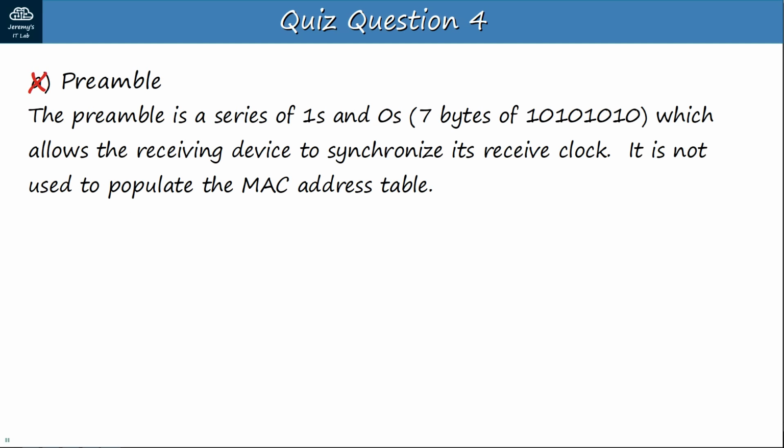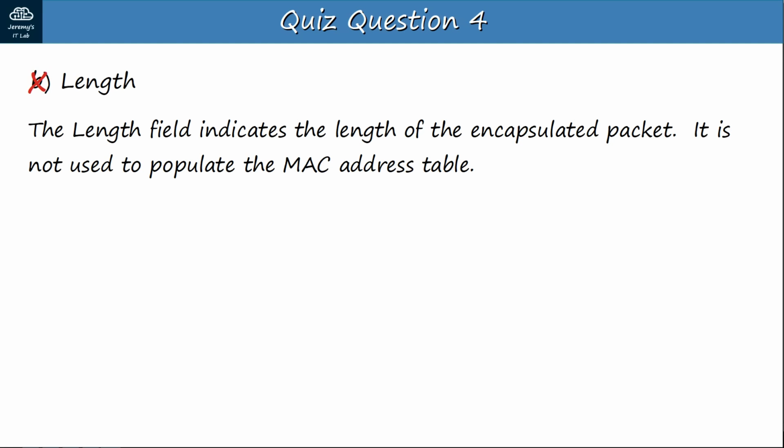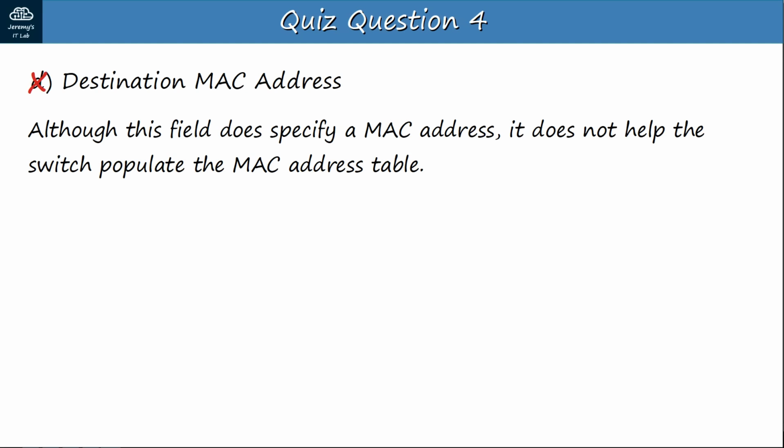Let's check. The preamble is a series of ones and zeros, 7 bytes of 10101010, which allows the receiving device to synchronize its receive clock. It is not used to populate the MAC address table, so A, preamble, is incorrect. The length field indicates the length of the encapsulated packet. It is not used to populate the MAC address table, so B, length, is incorrect. Although this field does specify a MAC address, it does not help the switch populate its MAC address table. So D, destination MAC address, is incorrect.